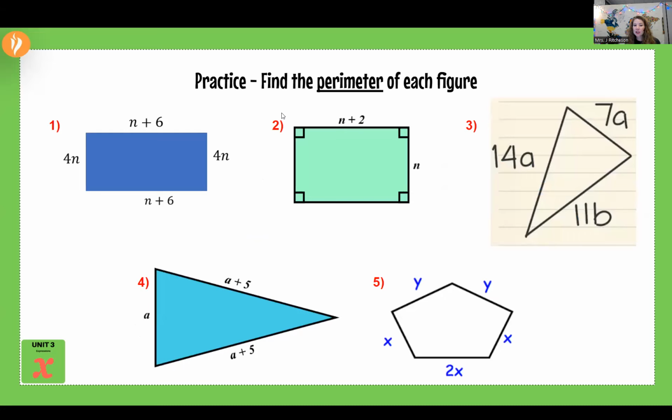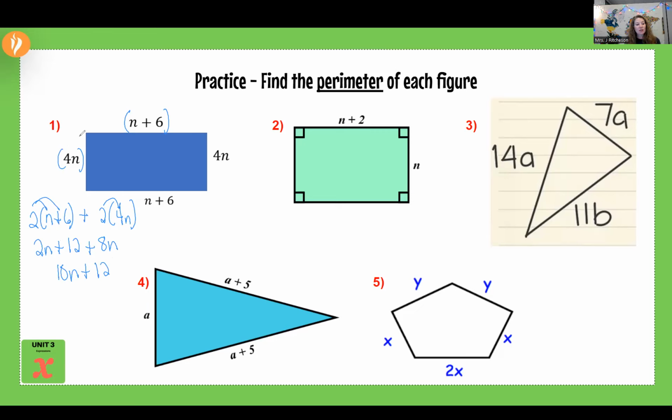All right, so I want to challenge you guys to try to do these on your own, and then come back and watch my video and see what the answers are. All right, so number 1, what I would do, I have 2 sides that are n plus 6, right? And I'm going to add that to 2 sides that are 4n. So I'm going to distribute my 2. So 2 times n is 2n. 2 times 6 is 12. And then 2 times 4n is 8n. So when I combine like terms, I get 10n plus 12.